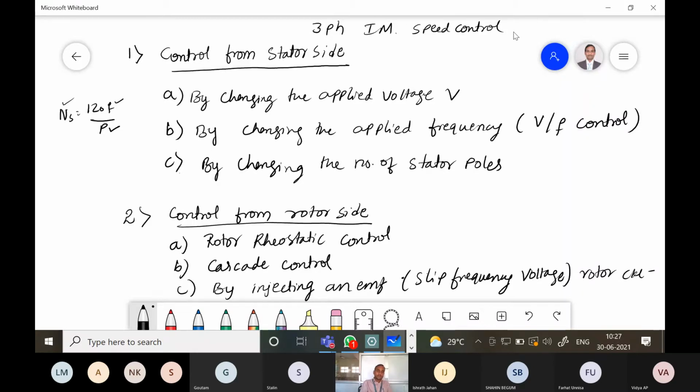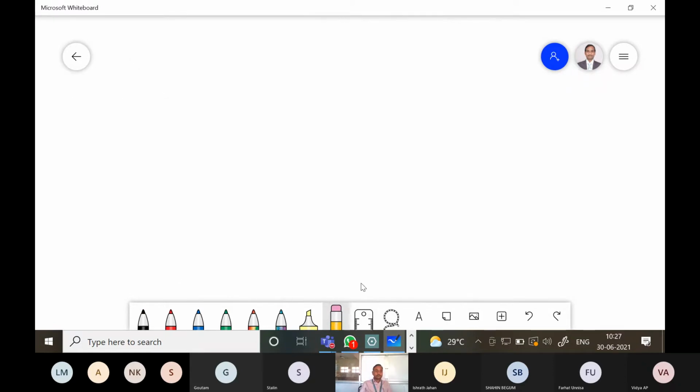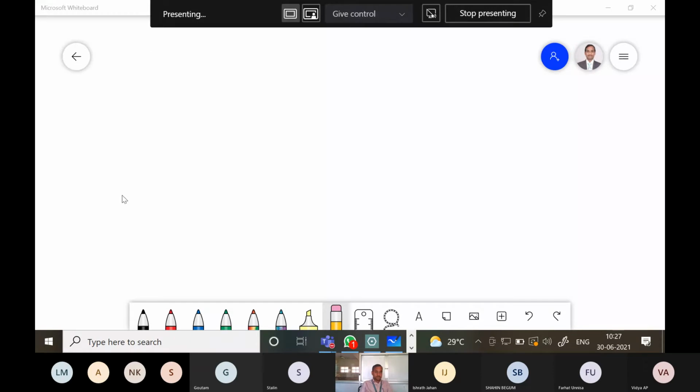Yeah, speed control techniques. Okay, got these things. So we'll discuss them one by one. The first one is from the stator side.